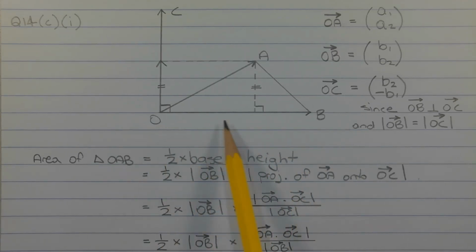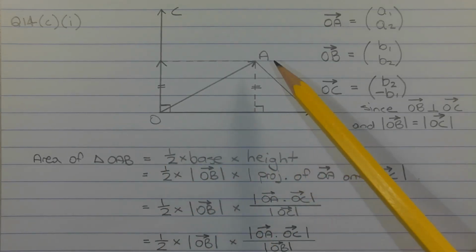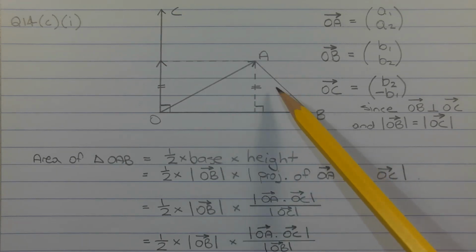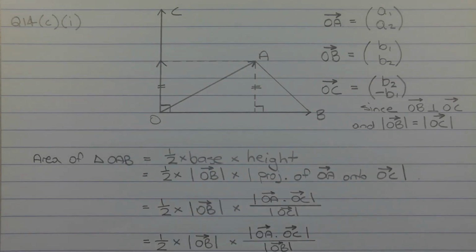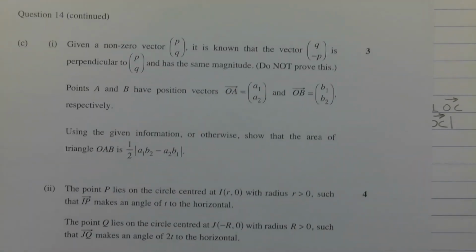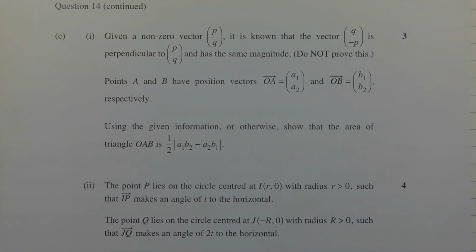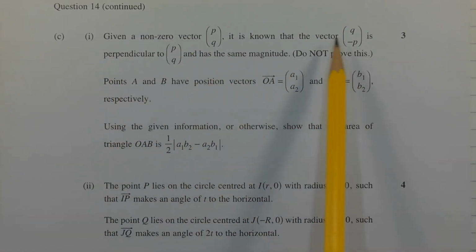And this forms the base of the triangle. And I've joined the endpoints of the two vectors here to form the third side of the triangle. And we have vector OC, which is equal in magnitude to vector OB and perpendicular. And because of that, vector OC can be defined as (B2, -B1) in component form. And that comes from the given fact in the question, which is stated here.